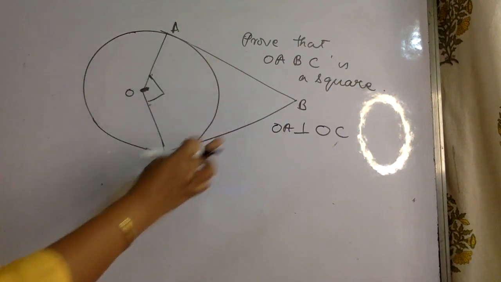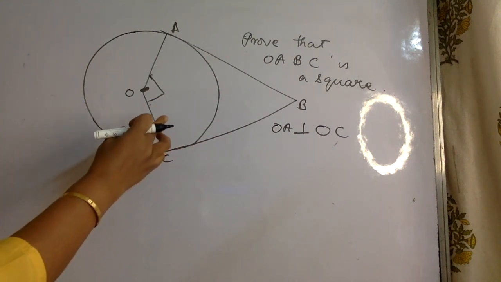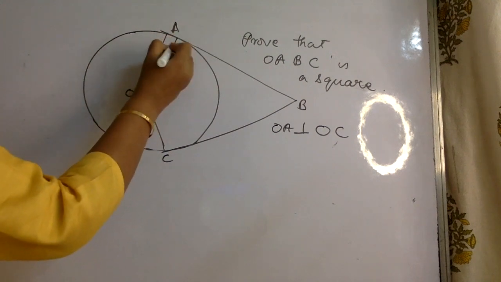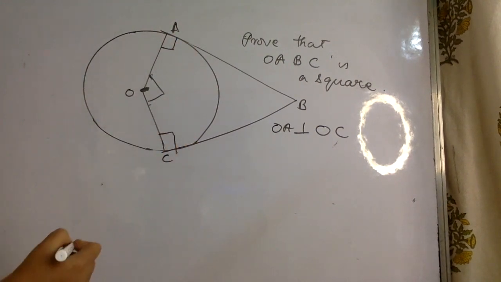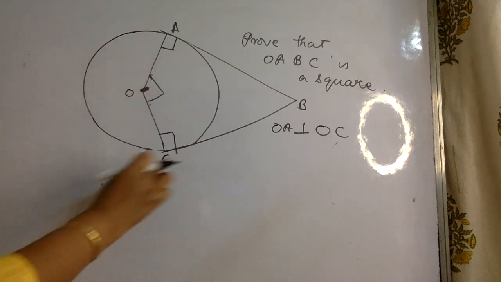Prove that this figure is a square. Now what do we do? Okay. Now here we have this as 90 degrees. If this radius is tangent to this, this is 90, this is 90. Okay. So another thing, this figure is a quadrilateral.